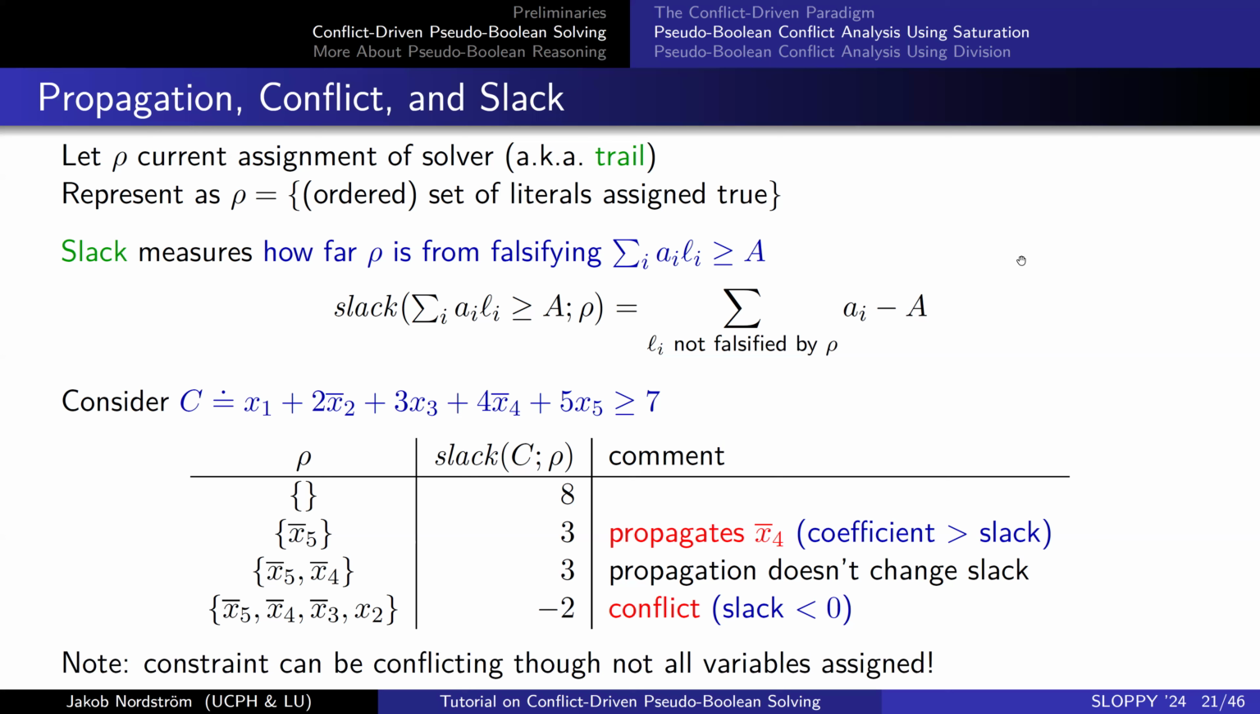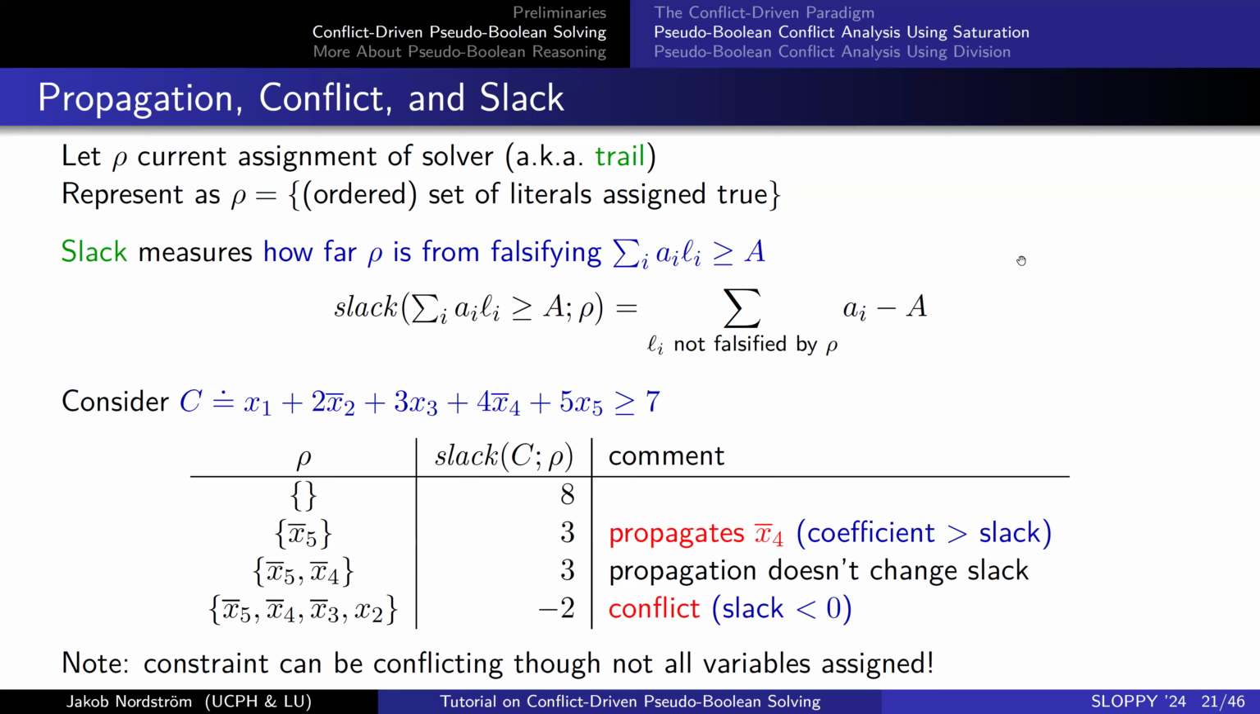Okay, so now I claim we know what it means to propagate. A conflict is negative slack; propagation is when the current slack is strictly smaller than the coefficient of this literal. Does it make sense? Another question is, algorithmically, how do I detect unit propagation? Excellent question, challenging problem, research needed.